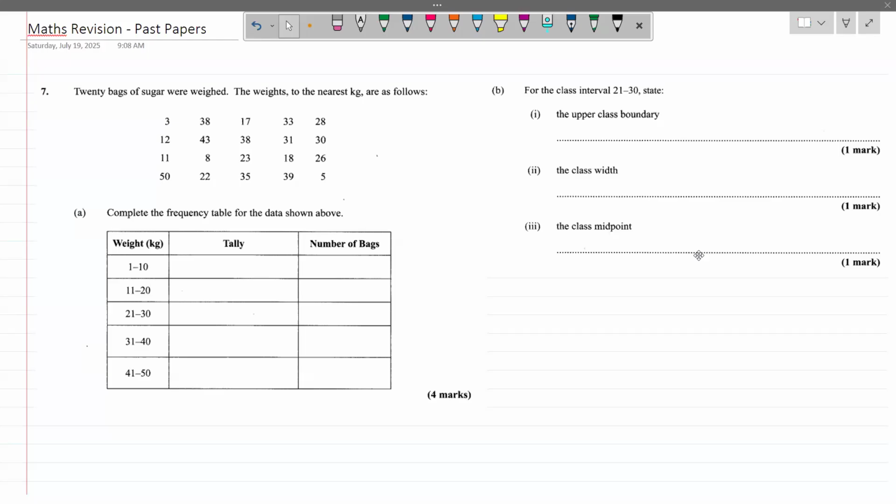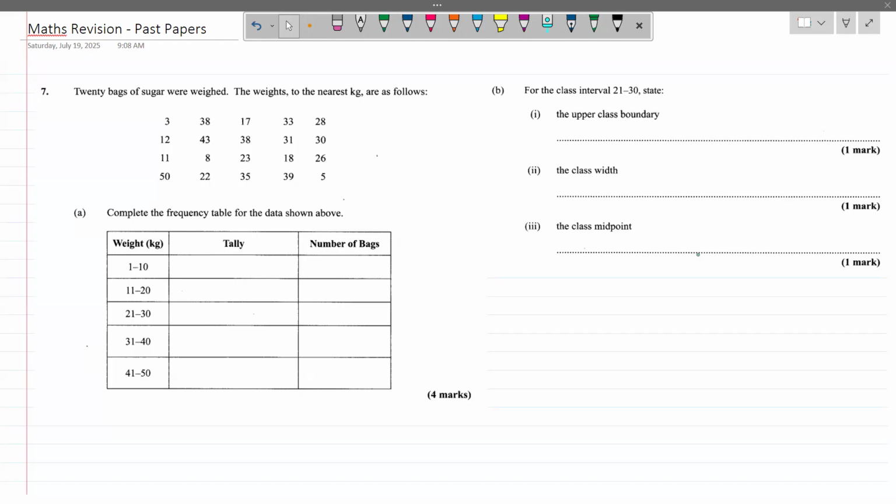Right, so we're continuing from where we left off. We're looking at number 7 in this paper. We have 20 bags of sugar. The weights to the nearest kg are as follows. So we have some raw data, and we want to complete the frequency table for the data shown above.